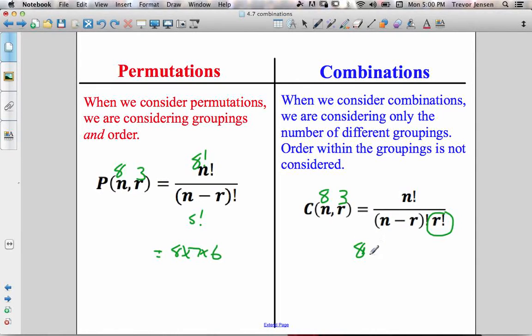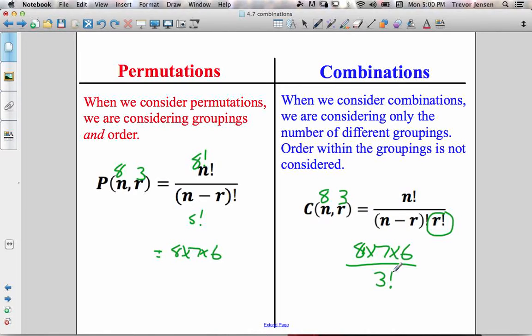Let me just write it over here because we're now going to do the formula for combinations. How many different ways can we arrange 3 objects? Well, just do 3 factorial. So we're going to be dividing by 3 factorial. Because 3 factorial is 3 times 2 times 1, which is 6.